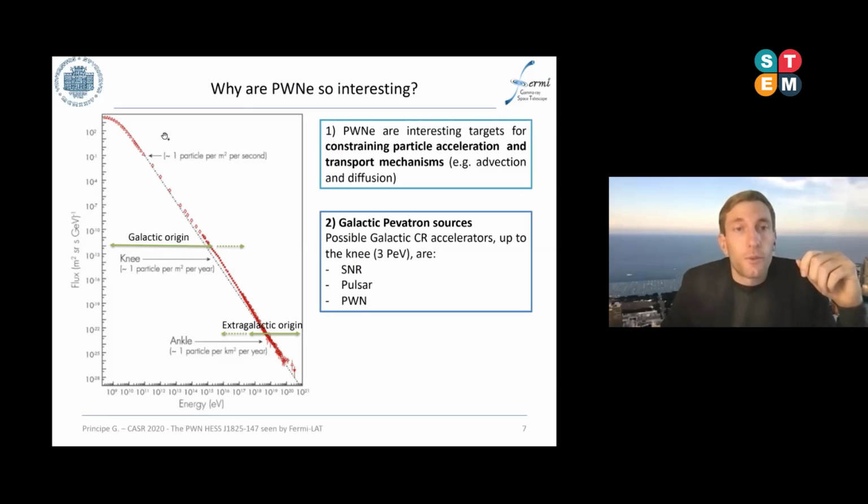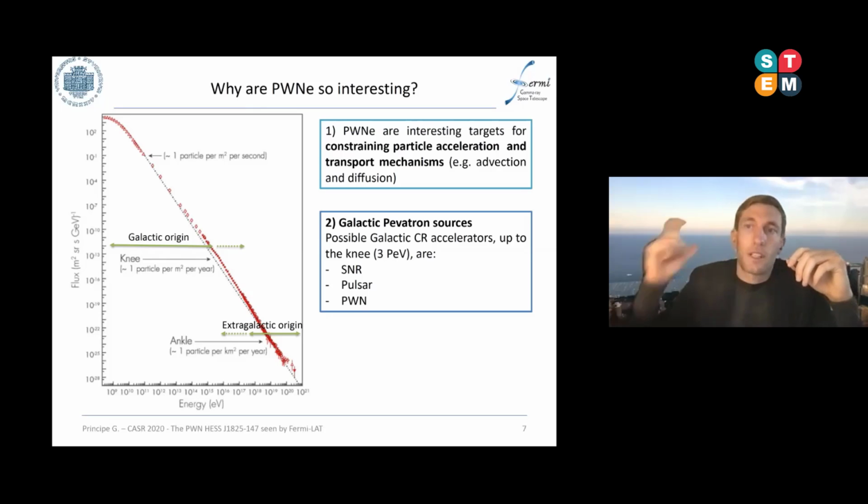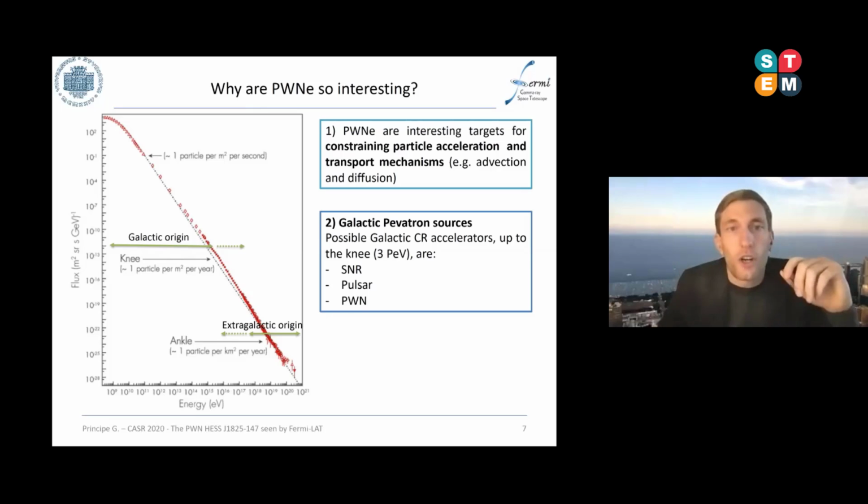But we don't know which is the origin and source of such particles, because we cannot trace back, due to the magnetic field that we have in our galaxy, so we cannot trace back from the direction of the particle. We could instead trace back using the photons. And Pulsar Wind Nebulae are possible Pevatron candidates, because due to this really strong magnetic field, they are able to accelerate particles up to very high energy.